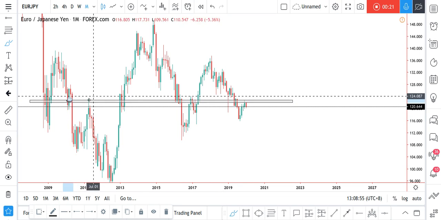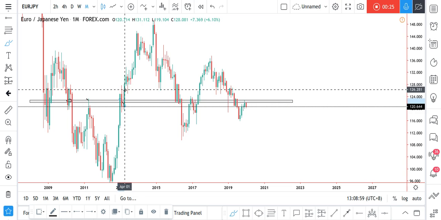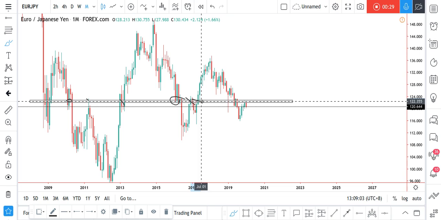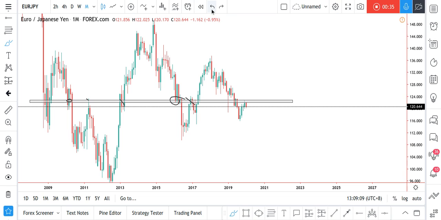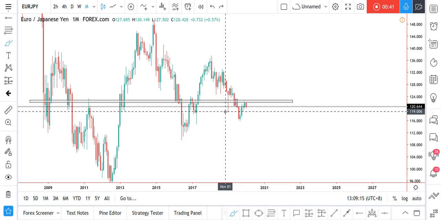We have good support here, a good resistance here, good support around this area, good resistance, good support, and now we can expect resistance in this area from the monthly frame. So this is why we are getting this push to the downside on the monthly candle. It's very simple to see that the market is now rejecting that area on the monthly time frame.